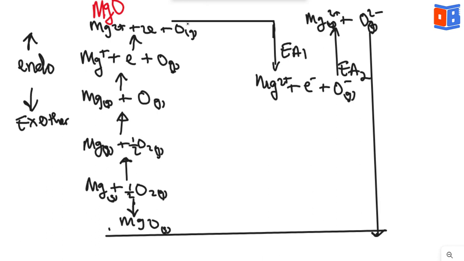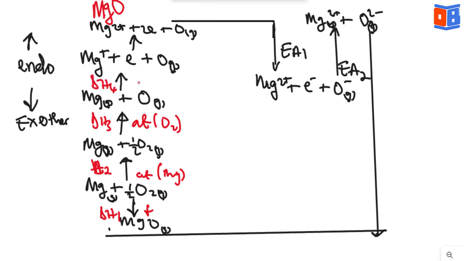So having drawn this, let's label the enthalpy changes as well. We have here H1, which is formation. We have H2, which is atomization of magnesium. We have here H3, which is atomization of oxygen. We have here H4, which is first ionization energy, second ionization energy, H5, and then we have H6, which is first electron affinity. We have H7 and we have H8. So these are the different enthalpies we have.